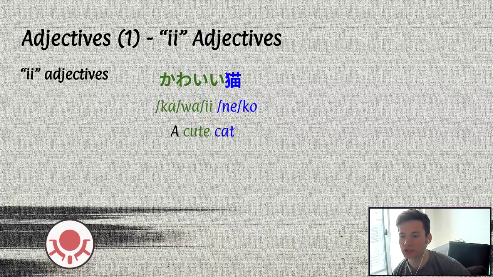Here we discuss the i adjective, ending with i. Here we have the word kawaii in green. Kawaii is an adjective which means cute. I adjectives can be directly applied to the subjects or objects of the sentences in which they are used. So a kawaii neko is a cute cat.